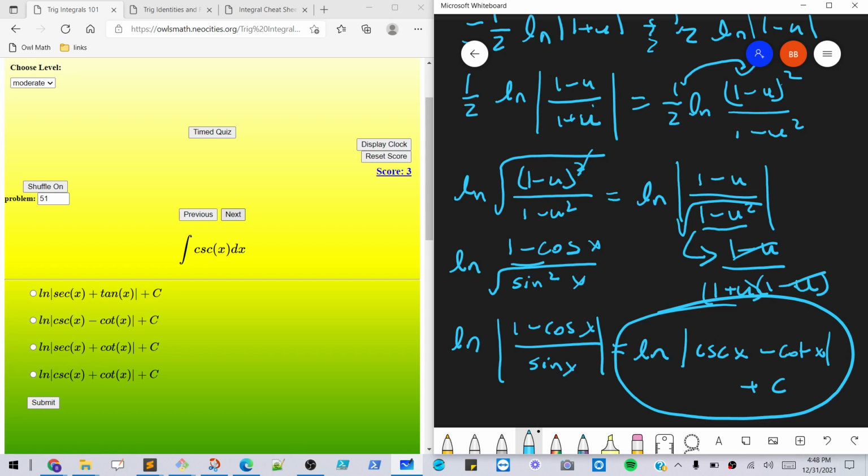So that was super long. It's nice to do this a couple times, then you remember it, and you don't have to work that out all the time. But yeah, let's just check that.